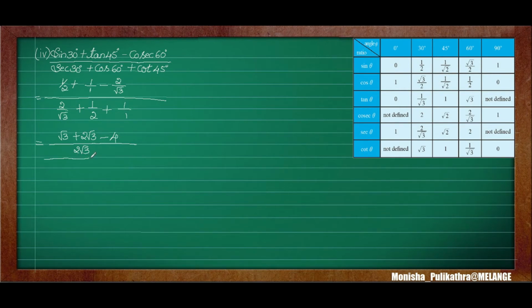Okay. So next, the second set of ratios. Here also root 3, 2 and 1 are there. So the LCM will be 2 root 3.